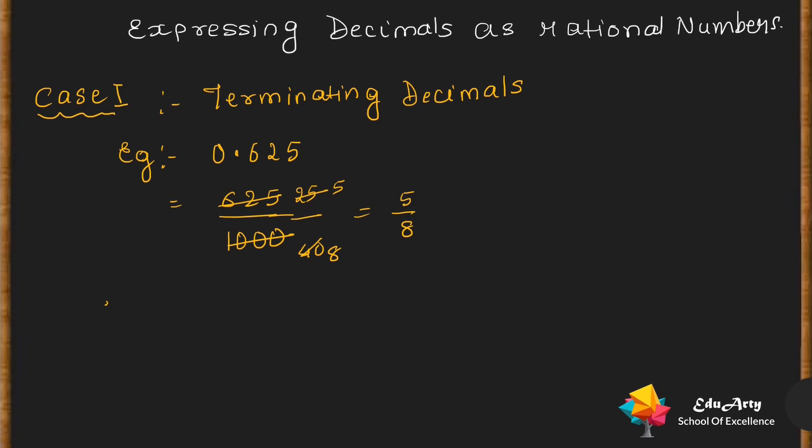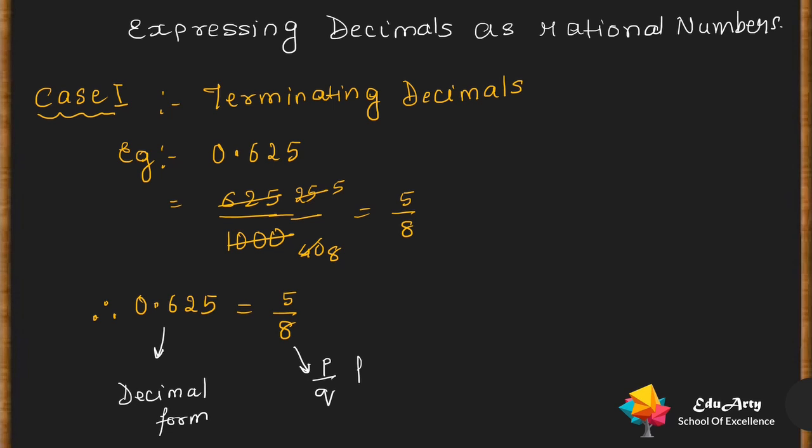So can we say therefore 0.625 is equal to 5 by 8? Now if you observe, this is the decimal form, and this other side is called the p by q form, correct? So we are able to express 0.625 in the form of p by q. This is your case 1, correct?